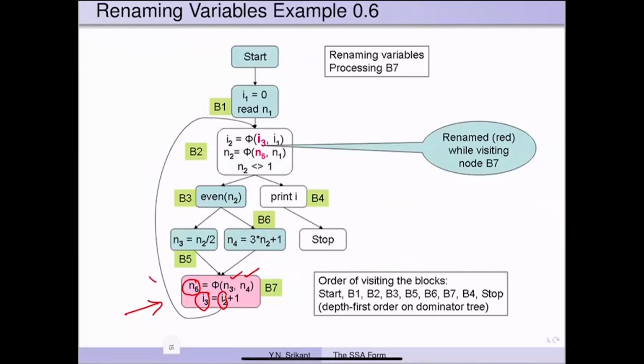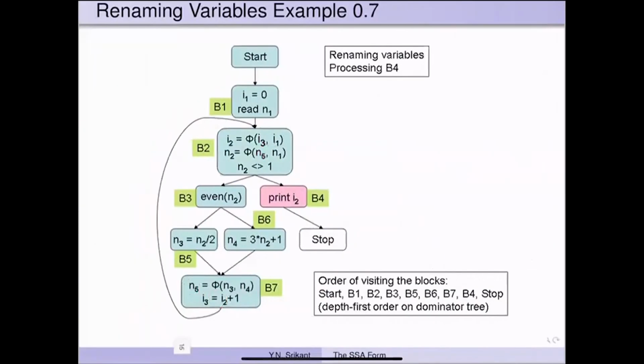But when we are coming along this edge, we know that we are entering via the second control flow edge. So it is time we rename these two variables as I3 and N5. If we miss it, then we won't be able to rename them again.